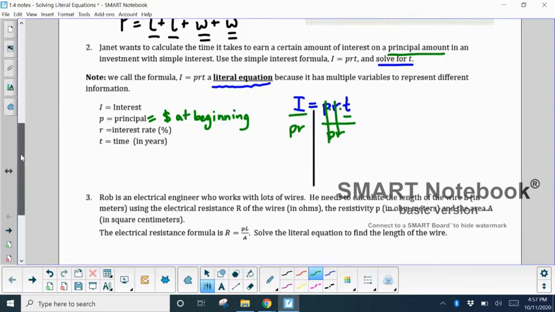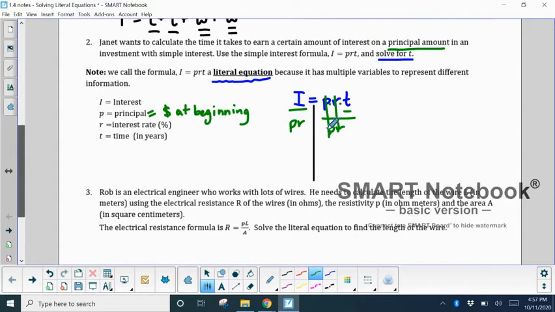So when I do that, P divided by P is a 1 that goes away. R divided by R is a 1 that goes away. And we're just left with T by itself there, which is our goal. We want to solve for T. On the left-hand side, we have I for our interest divided by P times R. Well, since none of those are the same variable, none of those are like terms, we are done there. We're just going to leave it as I divided by P times R.